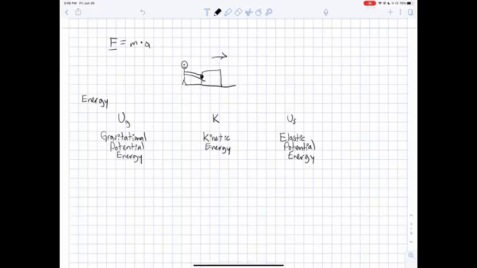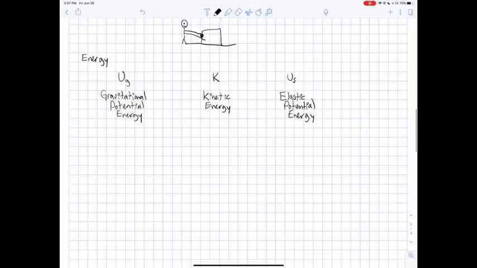So these are the three types of energies that we would see in the type of physics that we're going to be doing. So let's start off with gravitational potential energy. This type of energy is present whenever an object is basically not touching the floor. So for example, let's say we have a seesaw, just like this.